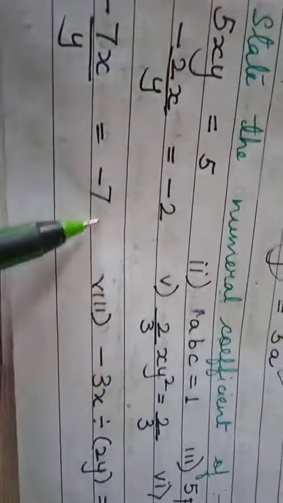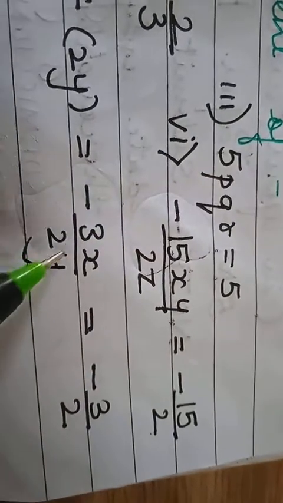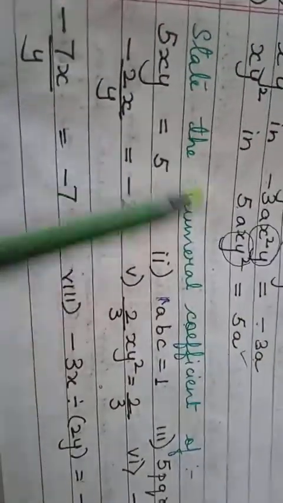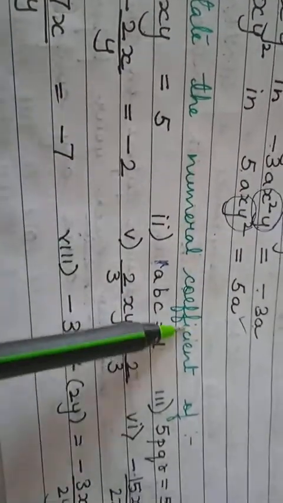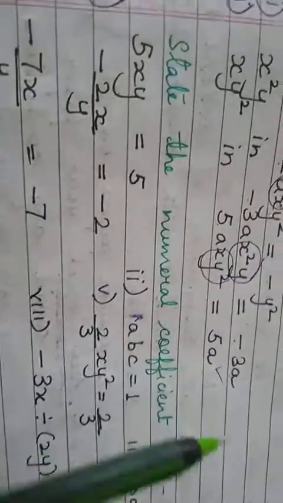Minus 7x upon y. Minus 7. Minus 3 divided by 2y. So you can see minus 3x divided by 2y. So minus 3 upon 2y. Minus 3 upon 2y. So what did we want here? We wanted numeral coefficient. Numeral means number. Number coefficient, or we can say constant.